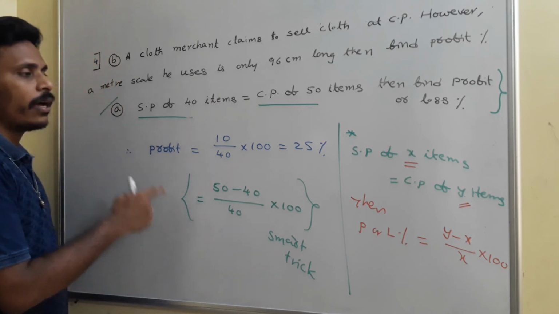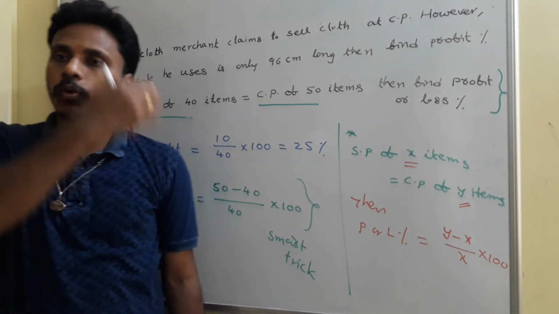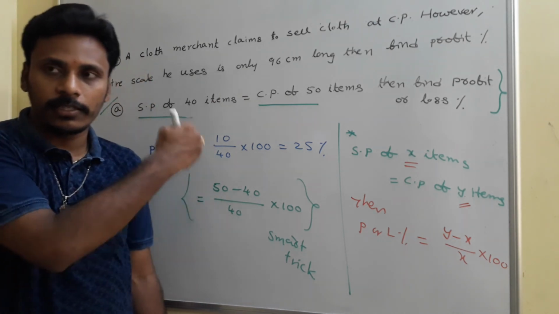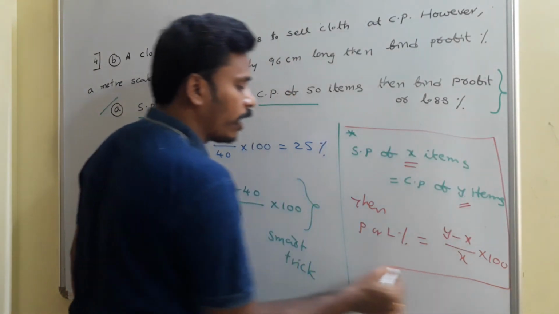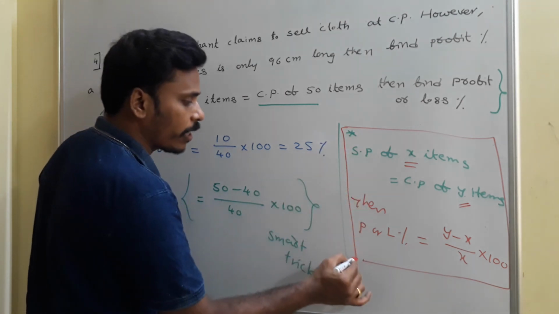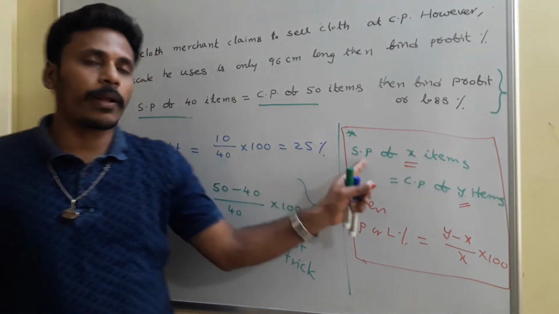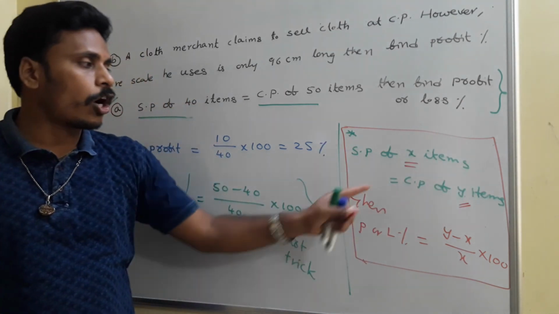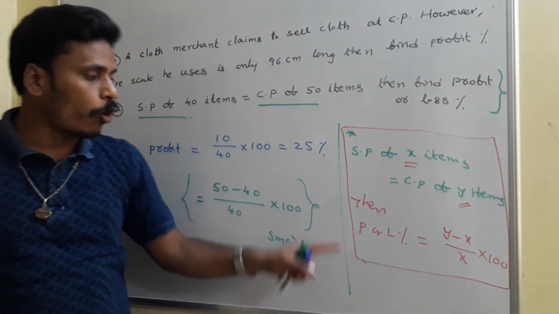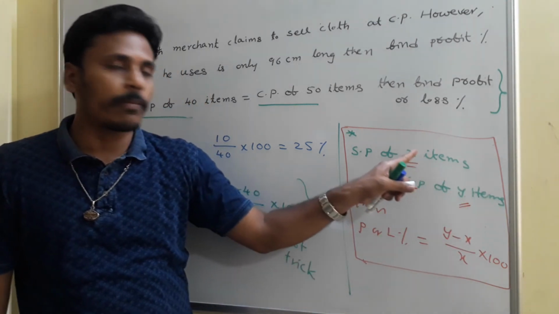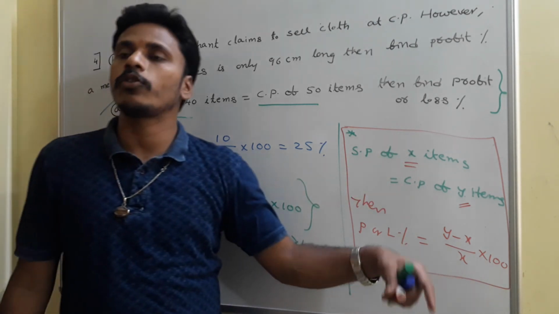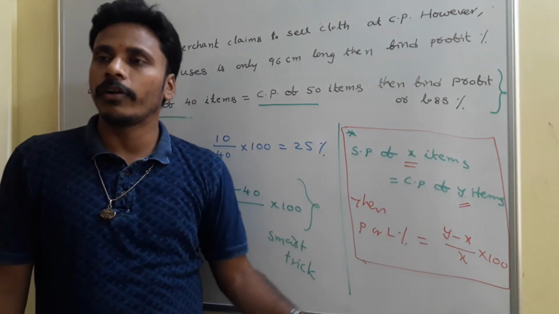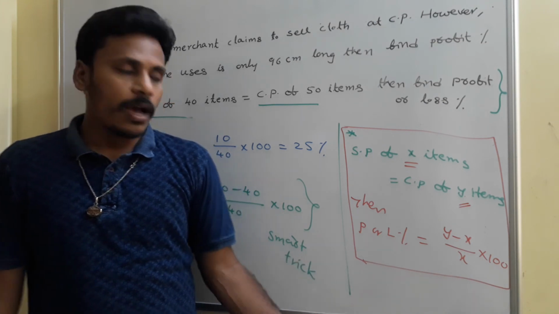In the same manner, for each and every problem, no need to solve completely like this. It is enough to memorize this particular statement. Once again I am telling you, just analyze this, memorize it, keep in mind that selling price of X items is equals to cost price of Y items, then profit or loss percentage is just Y minus X by X into 100. If it is positive, you say it as profit, and if it is negative, you say it as loss, and that's enough.